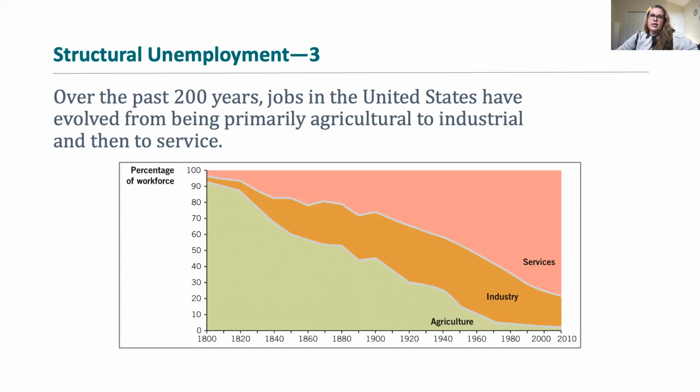Over the past 200 years, if we were to look at long-run trends, we can see that jobs in the United States have evolved from originally being primarily agricultural, then to being primarily industrial, and now to being primarily found in the service industry. We've moved from the fields into factories and now into office buildings, and increasingly, we're moving our jobs online.